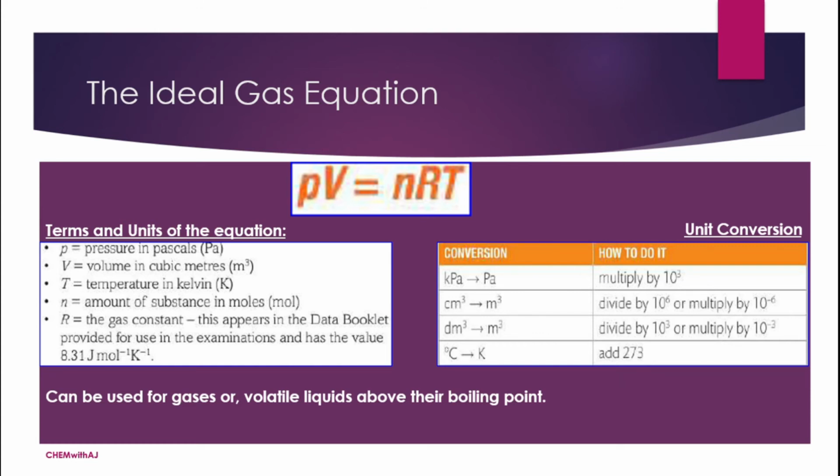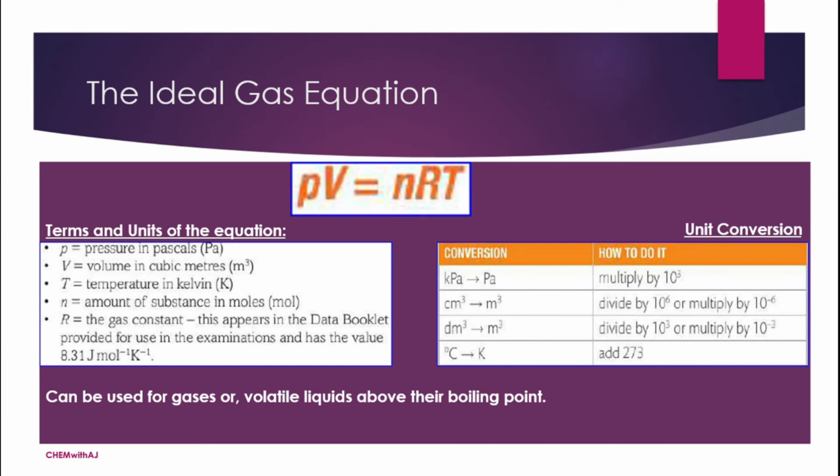R is a gas constant, so we don't have to worry about this value. They will give us the value in the data booklet: it's 8.31 joules per mole per Kelvin. T is the temperature, and temperature has to be in Kelvins, not degrees Celsius, if you want to use it in this equation. We can use this equation for gases or volatile liquids which can easily vaporize, which are above their boiling point. Since the units are very important, it's very useful to know how to convert the units.